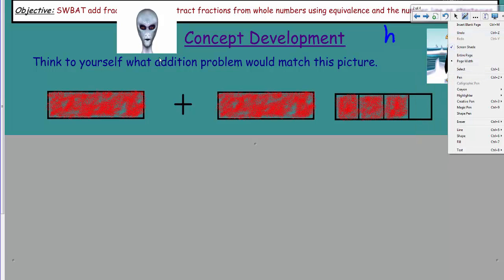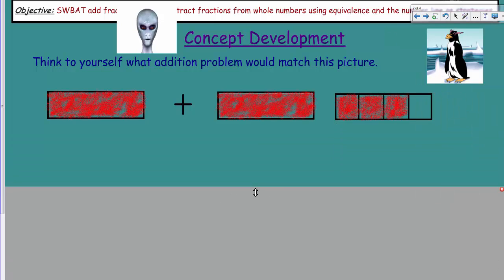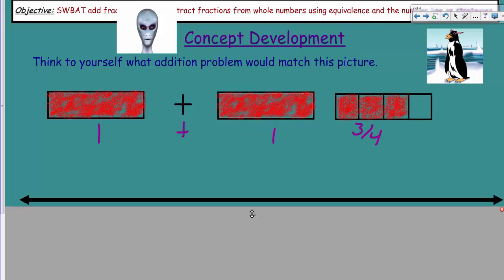All right, so let me take a look here. It says, think to yourself what addition problem would match this picture. So I'll get a pen here so we can keep moving on down. I see this box here, plus there's another box. They all look like equal boxes, so that looks like 1 whole, and then I have 1 whole, and then I have 3 out of 4 shaded here. So it almost looks like I have 1 plus 1 3/4. I think that seems pretty simple.